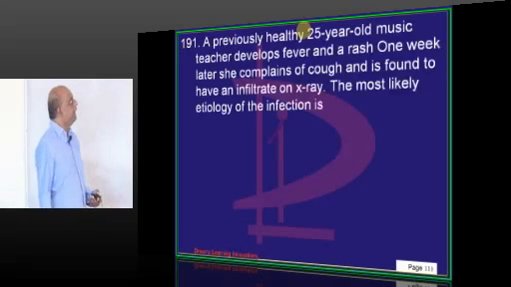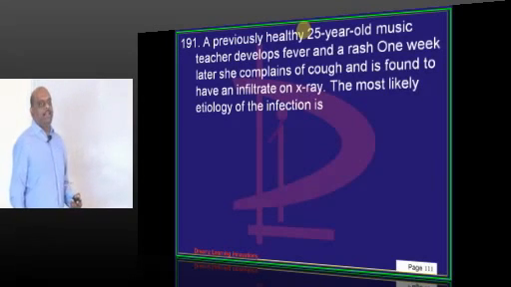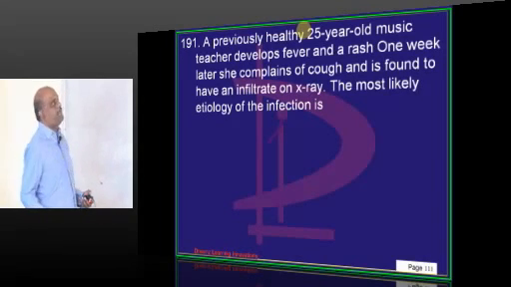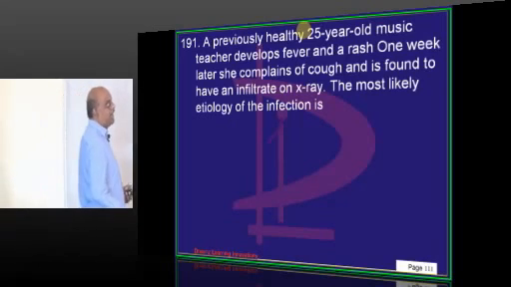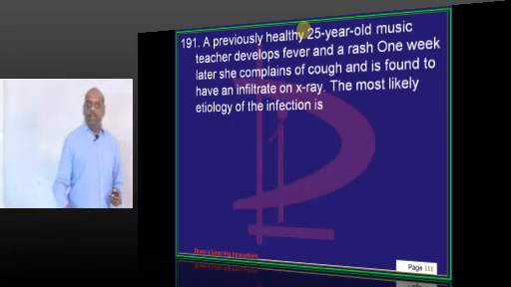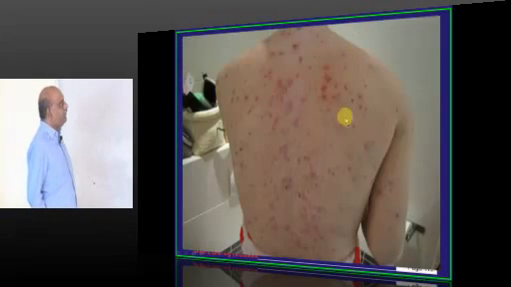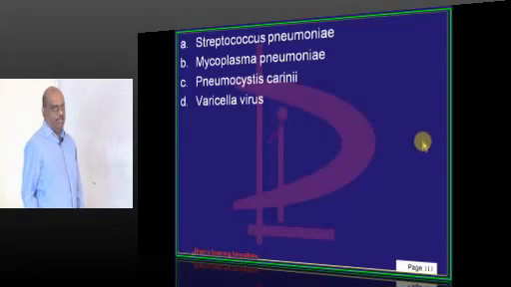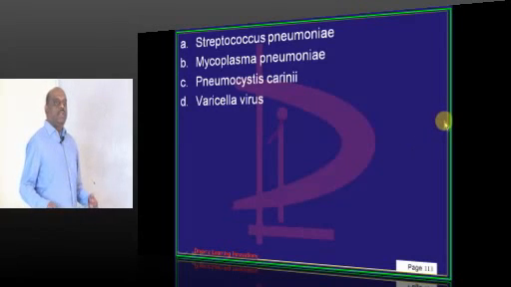Now, a previously healthy 25-year-old music teacher develops fever and rash. One week later, she complains of cough and there is an infiltrate on the X-ray. Then what is the most likely etiology? So this is pneumonia along with skin rash, right? Should make you think of varicella pneumonia. Varicella is chickenpox which came back, right?